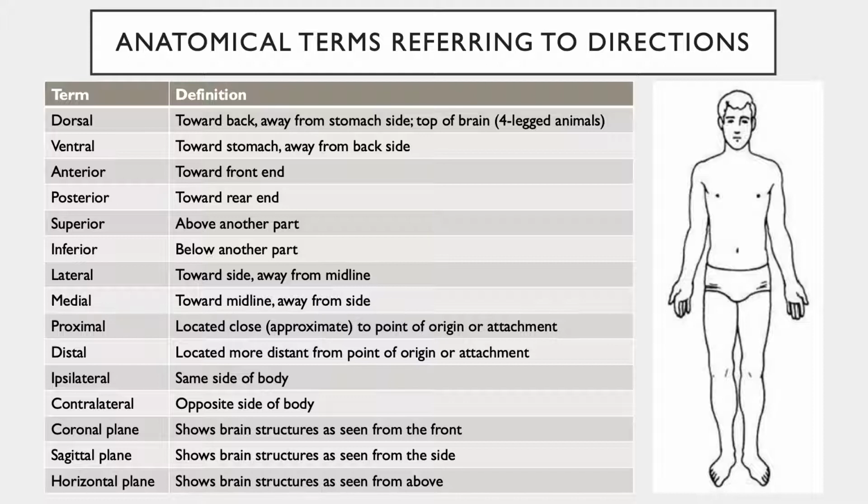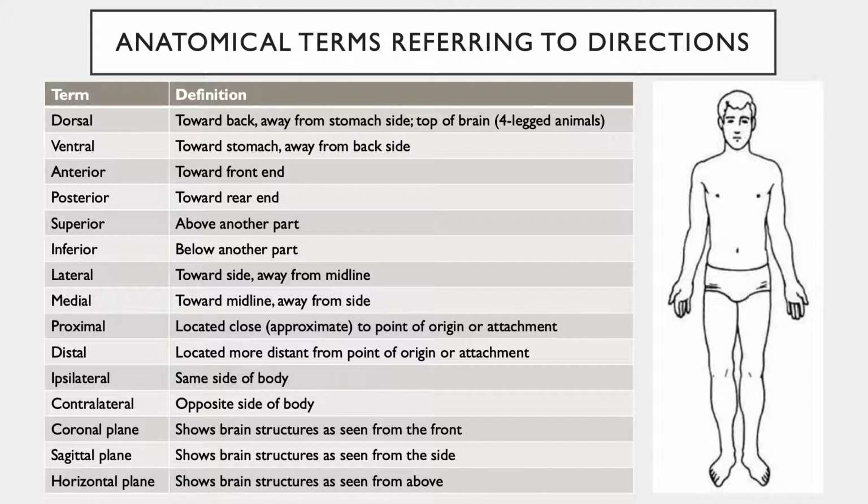Dorsal means towards the back, or away from the stomach side. Those of you who are familiar with the dorsal fin on a dolphin, for example, can use that as a way to remember that dorsal means towards the back. So while dorsal means towards the back, in the case of the brain or skull in a human, it can refer to up. The reason for that is that most animals are four-legged, so the top of their brain is facing up in the same direction as their backs. Therefore, while dorsal generally means towards the back, in a human brain or skull, it can refer to up as well.